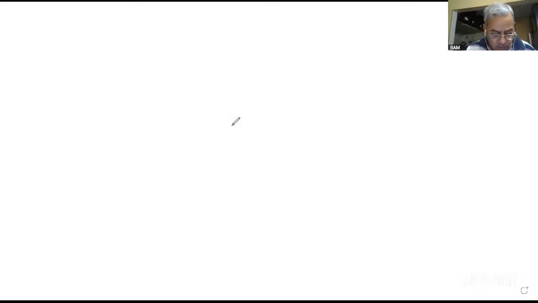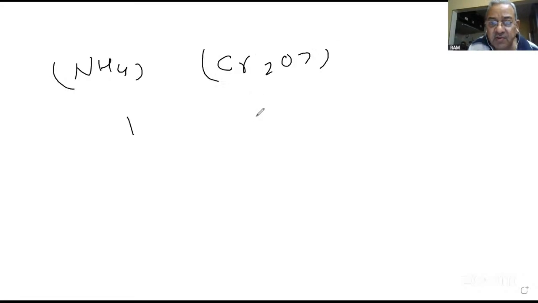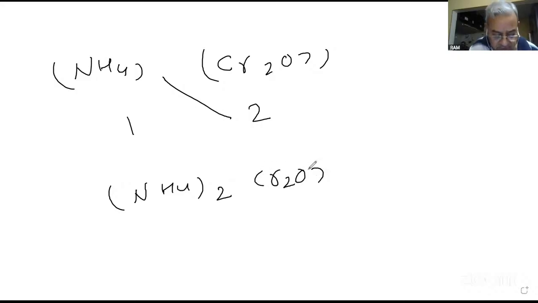It will become NH4. There is some correction in my book copy, equation number 49D. It is NH4, having a valency of 1, and Cr2O7 is having a valency of 2. So this will be cross multiplication. It will become (NH4) whole twice Cr2O7. I just missed the number 2, so you can make a correction in the 49D answer. It is (NH4) whole twice.